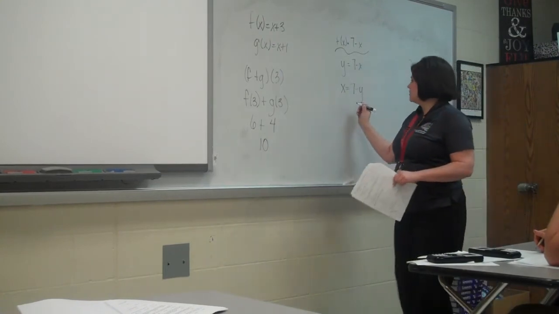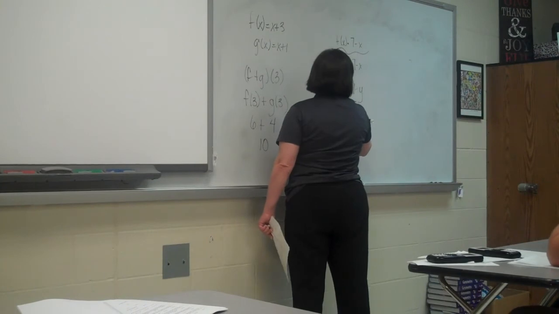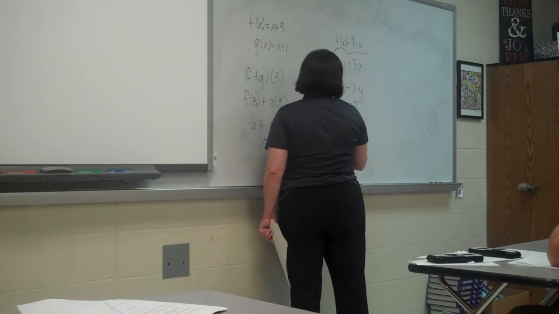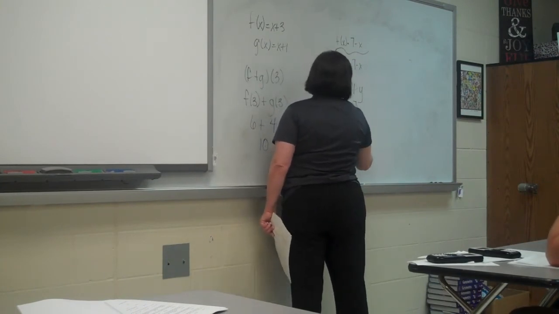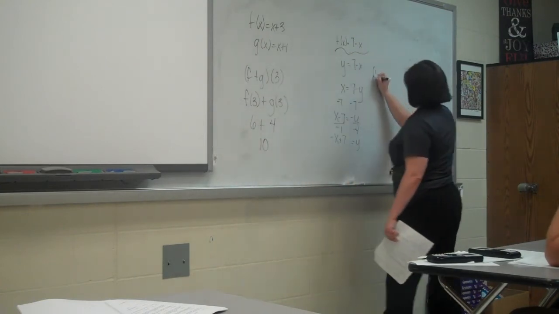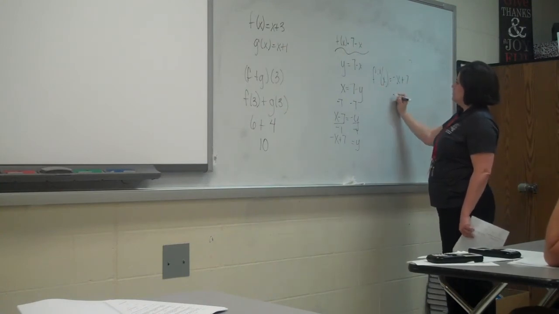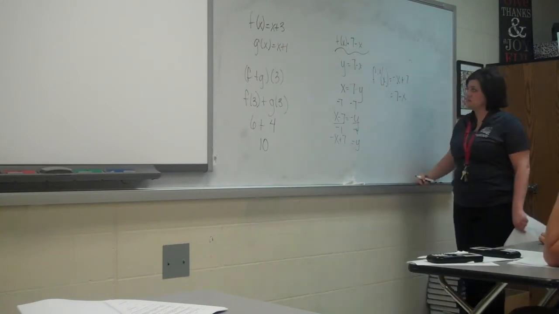So to solve for y, I'm going to subtract 7. So I get x minus 7 equals negative y. Divide by negative 1. You get y equals negative x plus 7. So the inverse function is negative x plus 7. They're going to write it 7 minus x. Same thing.